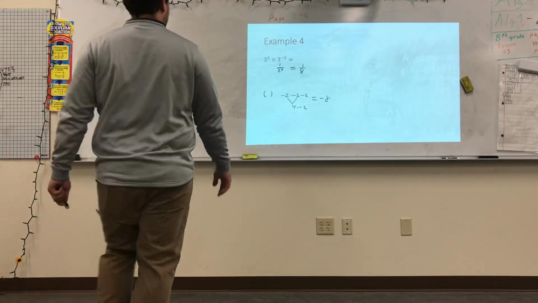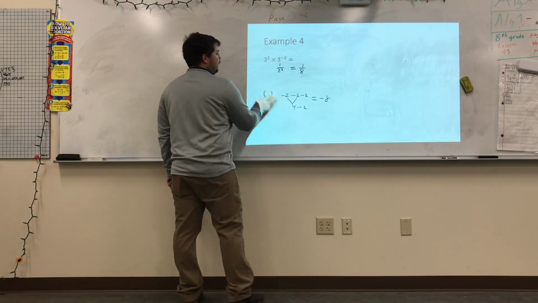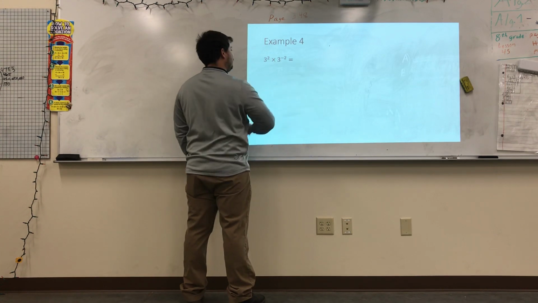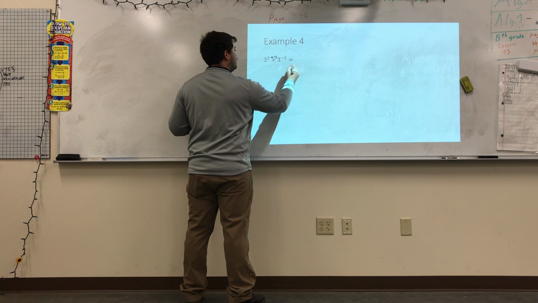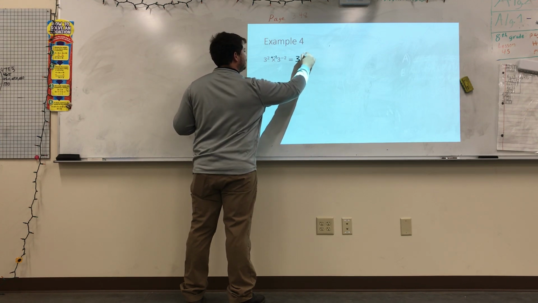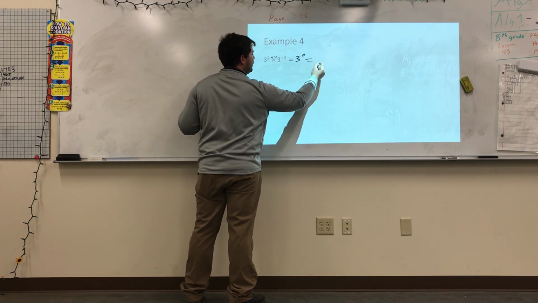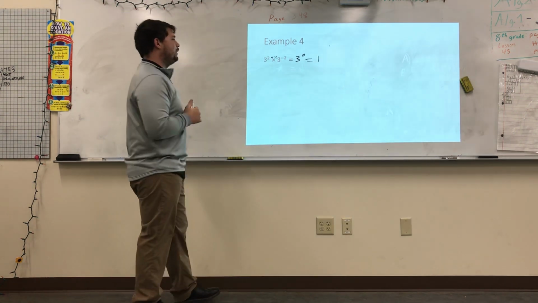Here, once again, we are going to add our exponents, because we have like bases. Add negative 2, and you're going to end up with 3 to the 0 power. Anything to the 0 power is 1. There's your answer.